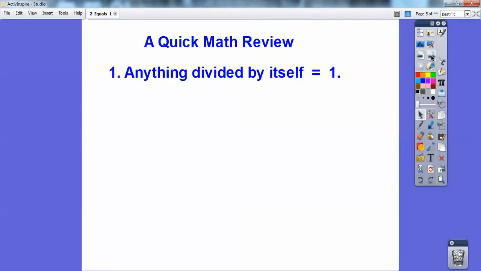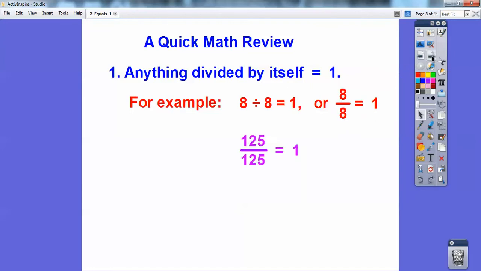Remember, anything divided by itself equals 1. So for example, if I had 8 divided by 8, or 8 over 8, this is how you can say it with the fraction. 8 divided by 8 equals 1. Remember that rule right there? Another example, 125 over 125, that equals 1. Anything over itself equals 1. So even y over y equals 1.